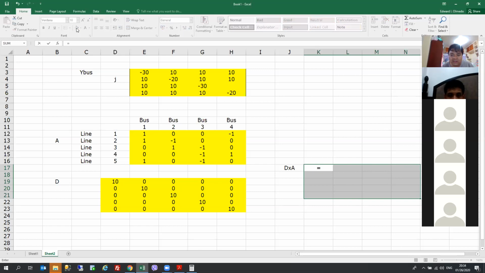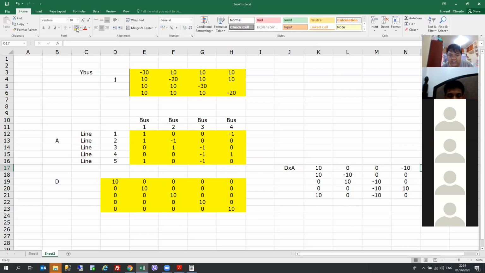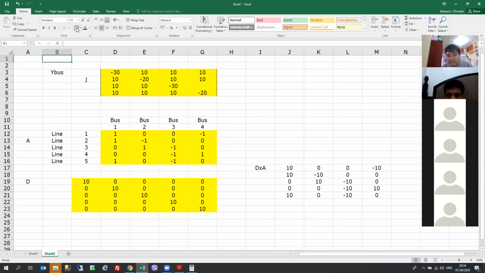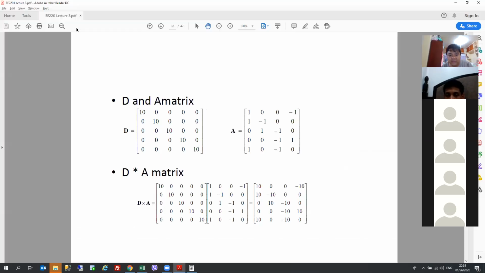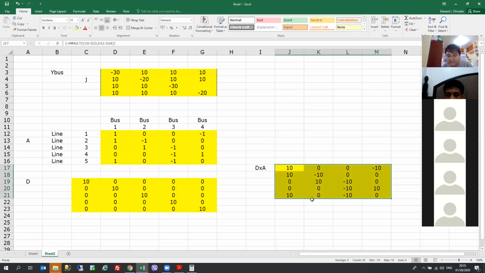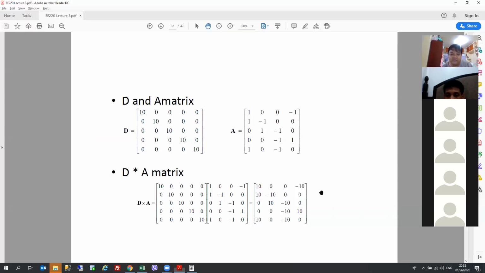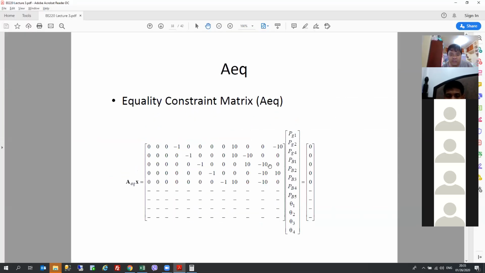So D times A. Okay, that is our D times A. Okay? Which is the same here. When you multiply, 10, 10, negative 10. That's the same. Okay?